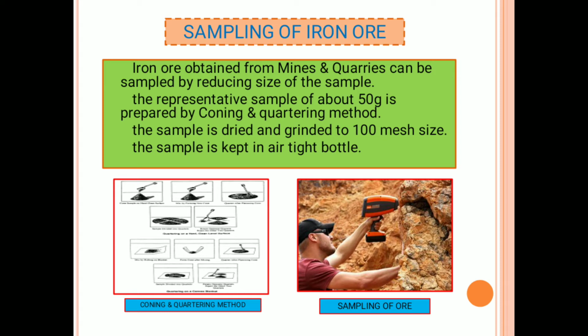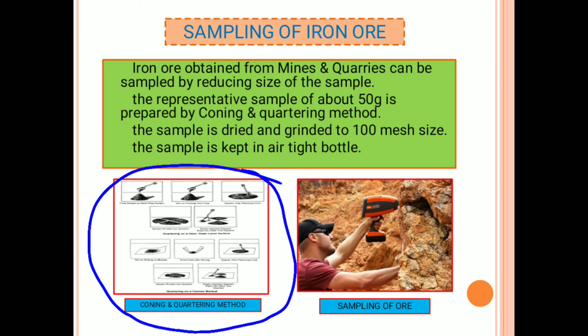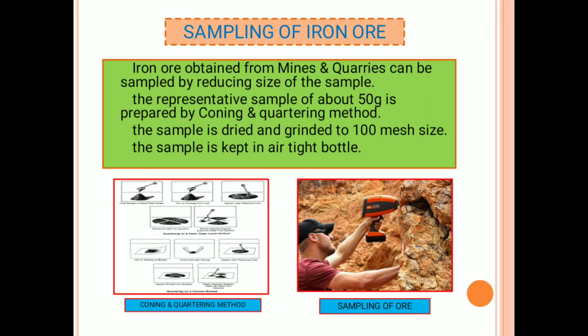Okay, after collecting the sample, you can use the coning and quartering method. We already discussed this coning and quartering method. You need to reduce the sample size, that is 50 gram. After that, the sample is dried and ground to 100 mesh size.